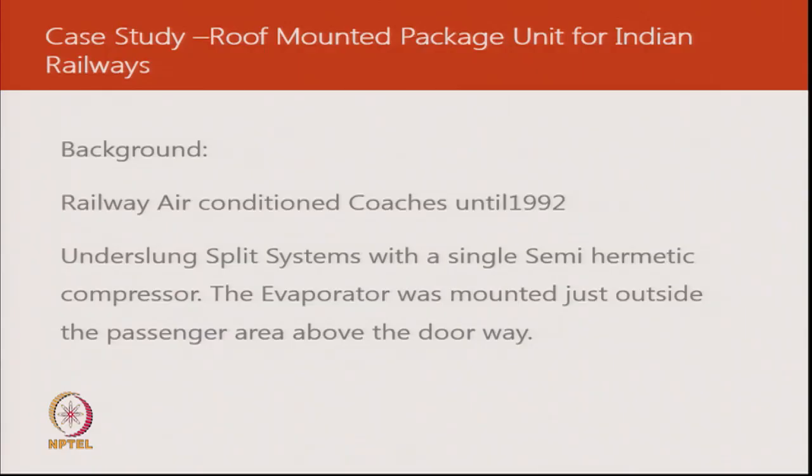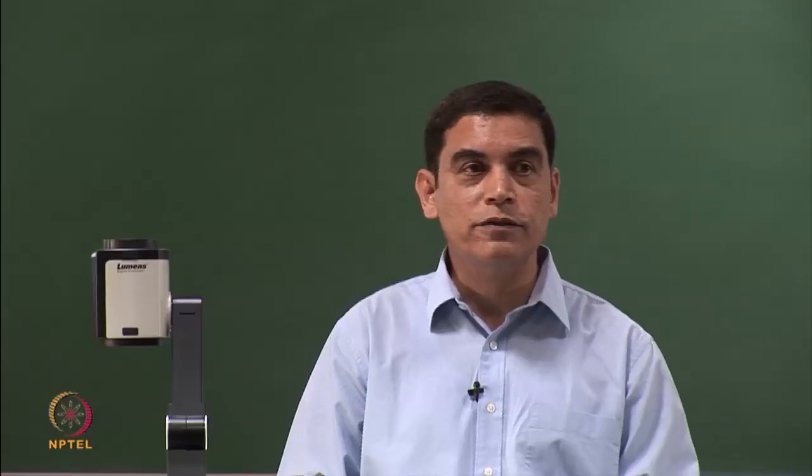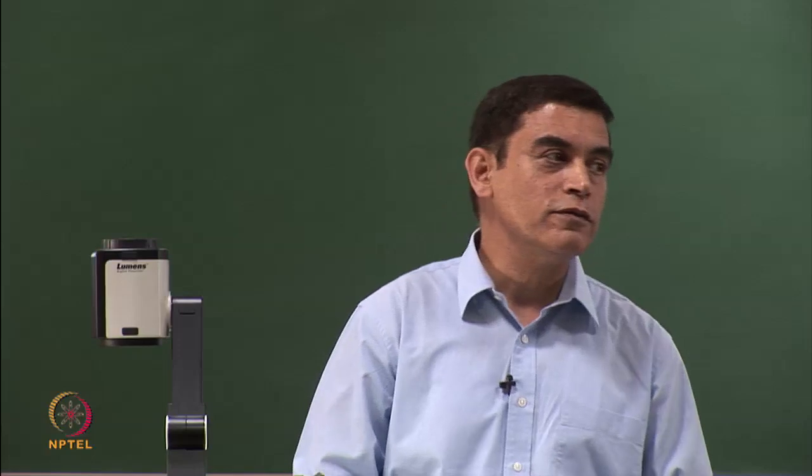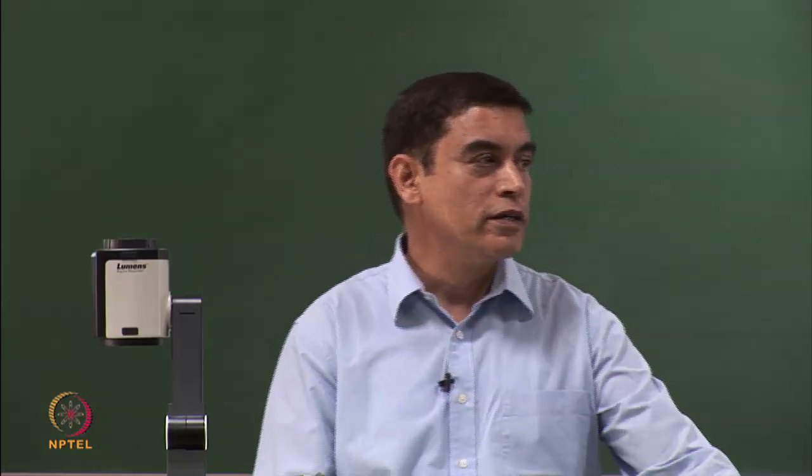Railway air conditioners until 1992 used a technology with under-slung condensing units connected to an evaporator mounted above the entry area. These were under-slung split systems with a single semi-hermetic compressor, and they used R12 as refrigerant. We are going to come back to the requirement definition, but what I am going to share with you now will give another perspective of how the requirements were flowing from an earlier design to a new design.